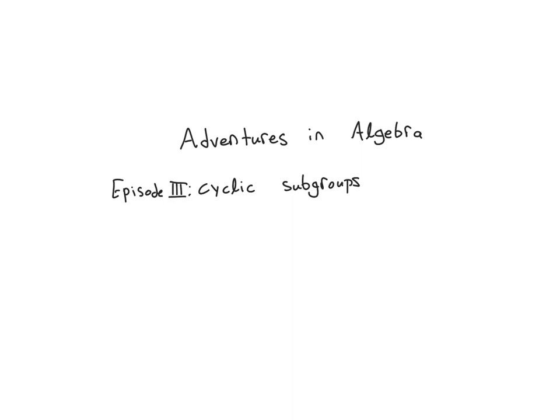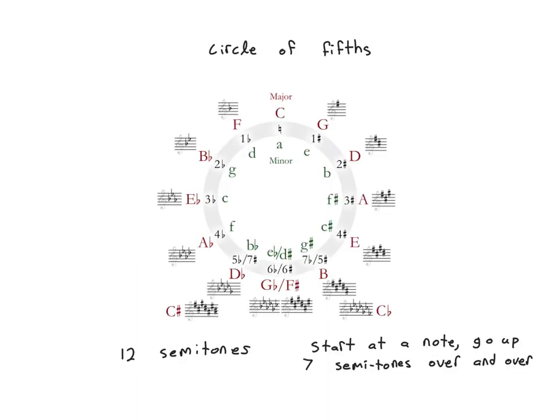In this adventure in algebra, we are going to discuss cyclic subgroups. As an application of cyclic subgroups, we'll discuss something from the theory of music called the circle of fifths. If you've played a musical instrument and you've studied musical theory, you might have heard of this concept, as it used to pop up in classical music.